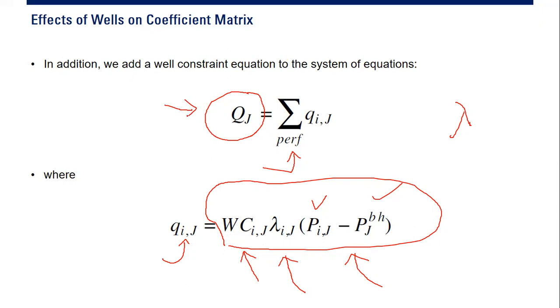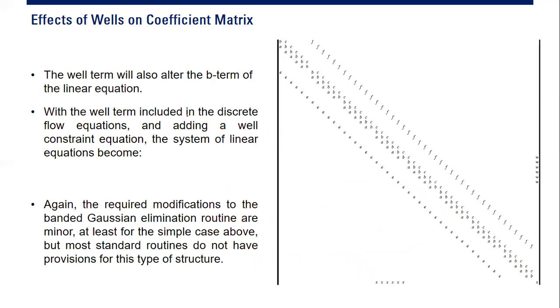So placing a well at a certain grid block and setting the perforation will have an effect on the coefficient matrix, of course, because the coefficient matrix comes from the flow equation, and in the flow equation we have the well term, the flow rate term. The well term will also alter the B term of the linear equation. So the B term will be changed.